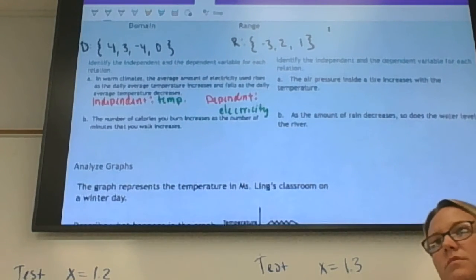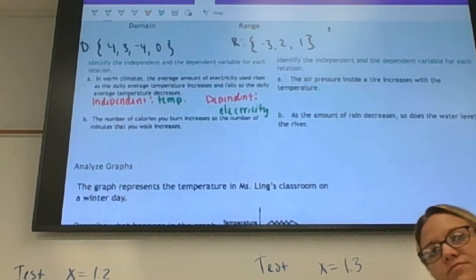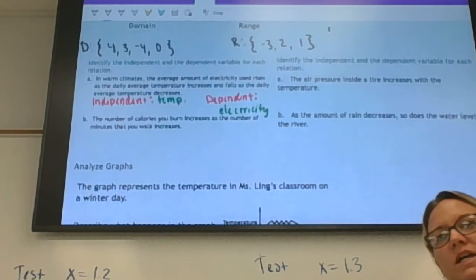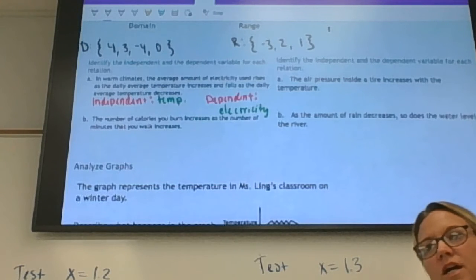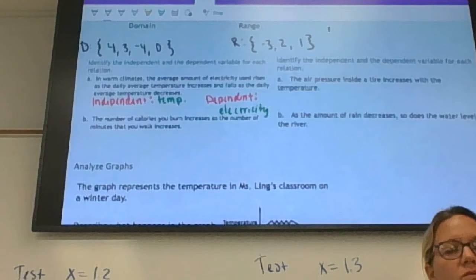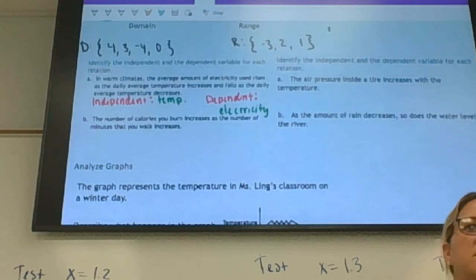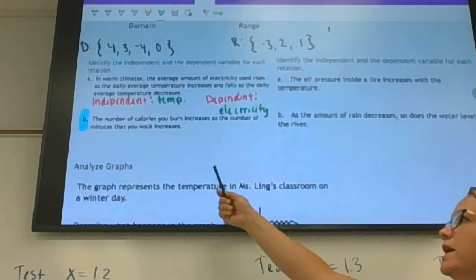It changes no matter what we do as humans. We can't affect the temperature outside. There's this whole climate change argument, but we're saying, generally, what we do day to day, year to year, isn't going to all of a sudden make it freezing cold outside. We can't do that. All right, let's head down here to this B problem.